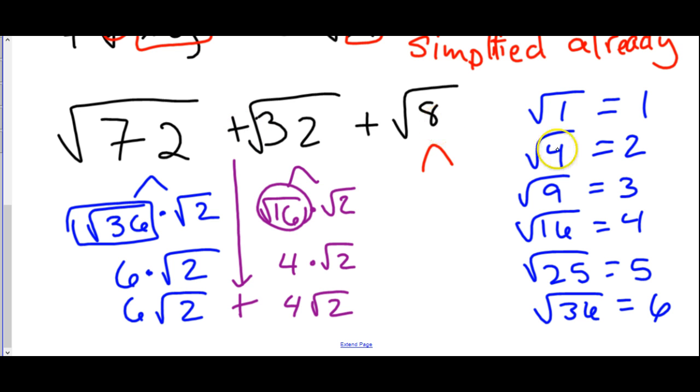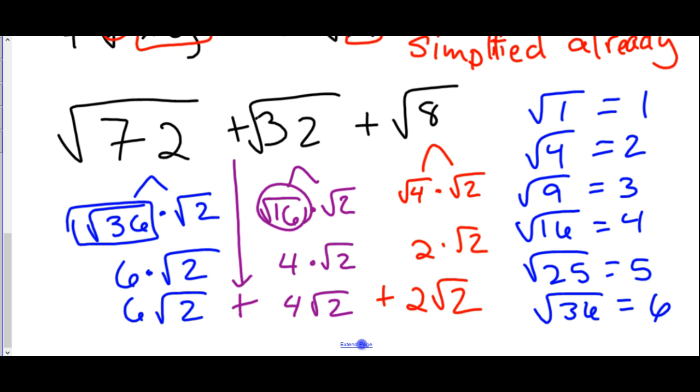Next we look at 8. Let's try 4. Well, 4 times 2 again would give us 8. According to our chart, square root of 4 is 2. So we get plus 2 square root 2.